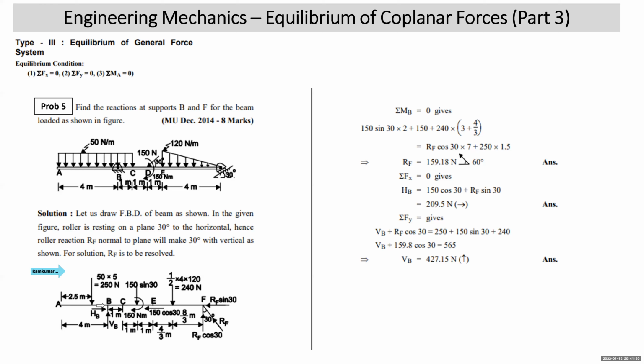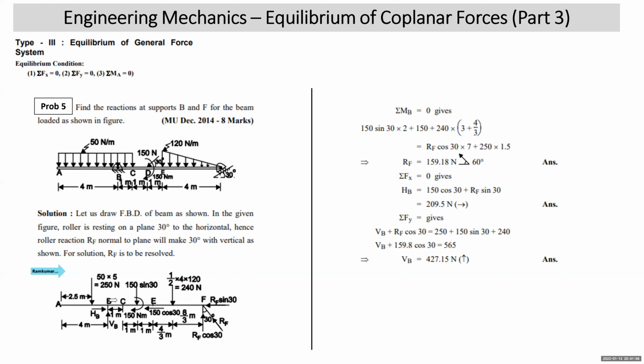Let's start with moment about B. This time I have started with the moment equilibrium condition about B, so you are taking B as the moment center. Let's first identify what will go off. Students, HB will go off, VB will go off. Then 150 cos 30 will also go off, and RF sin 30 will also go off.